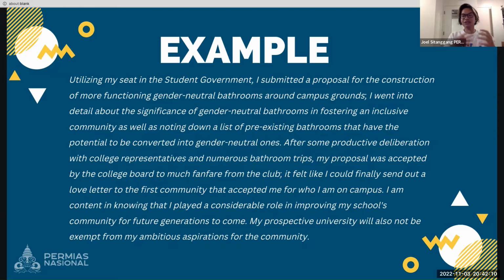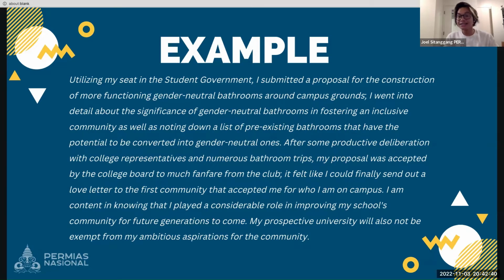So for context, this was talking about a club that had issues with the gender neutral bathrooms in my past community college. And so utilizing my seat, I was able to send out a proposal essentially. And so if you notice, I talked about my specific contributions, what I did to help them and what I felt after doing such things. I didn't say like, oh, I was so amazing that I did this and that's it. No, I went in depth on how that made me feel and the things I specifically did.